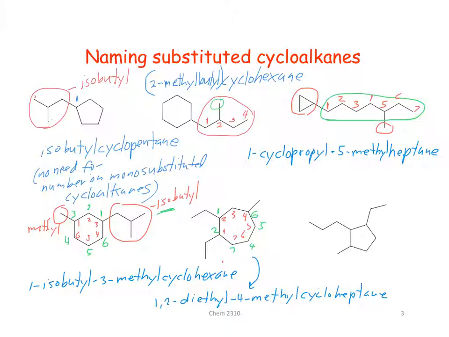All right, one more. We got 3 groups on this one. We can number it in either of 2 ways. If we start here, 1, 2, 3, this gives us the lowest numbering. Or we could number from here, 1, 2, 3. So the numbering's completely tied here. How do we break this tie? We break it with the alphabet. So ethyl comes before methyl.